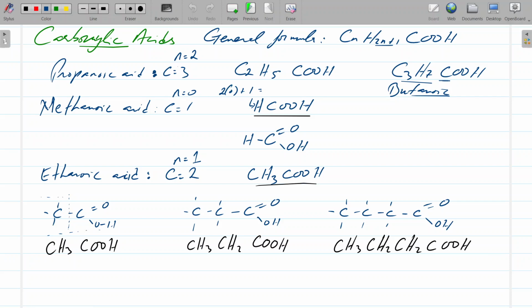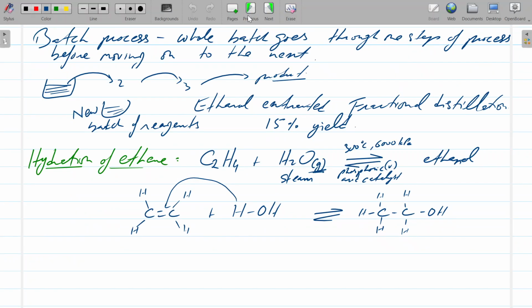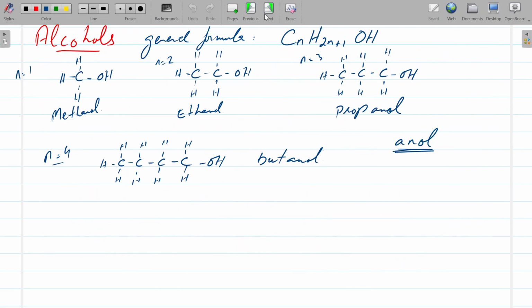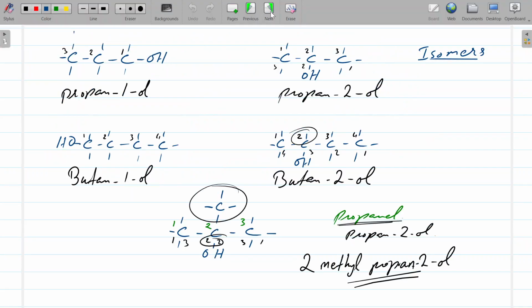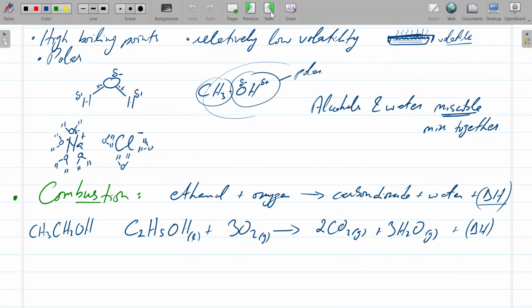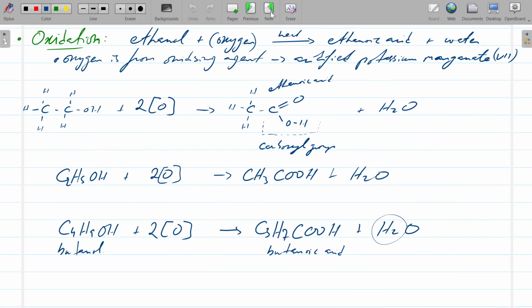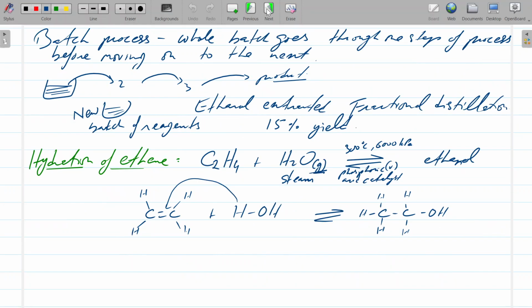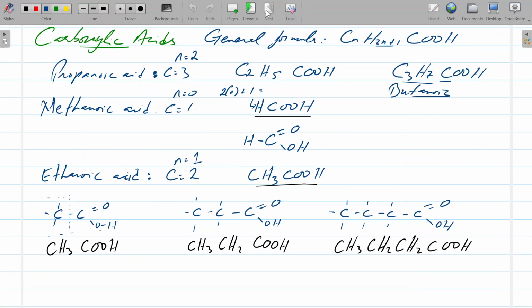In the last class we ended with an introduction to carboxylic acids. We also talked about alcohols, right? So their general formulae and isomerism and some of the properties, reactions, combustion and oxidation. We manufactured ethanol, right? One way is by fermentation, which is a batch process, and the other is by the hydration of ethene, which is a continuous process, right? And now we have carboxylic acid.